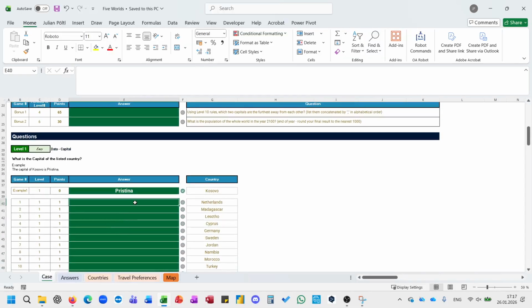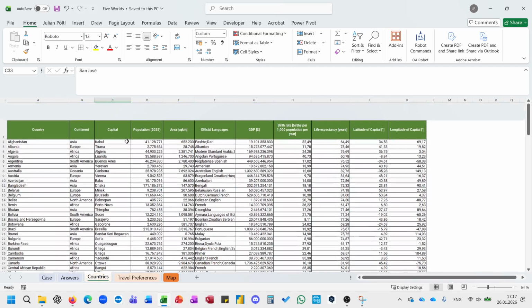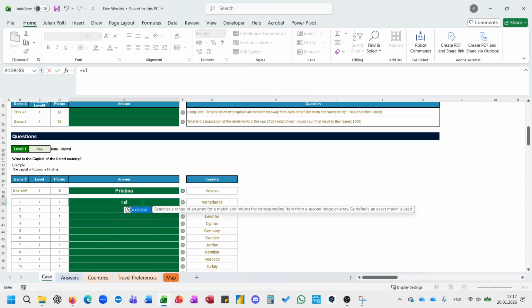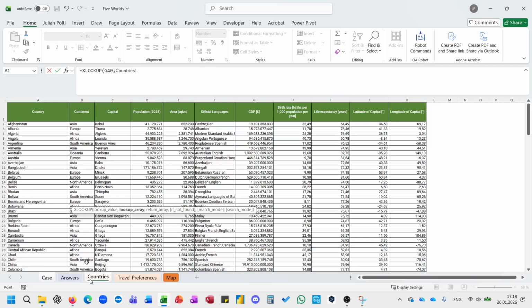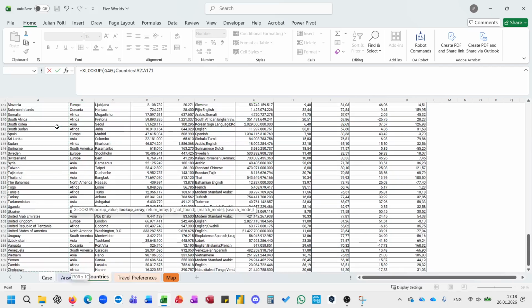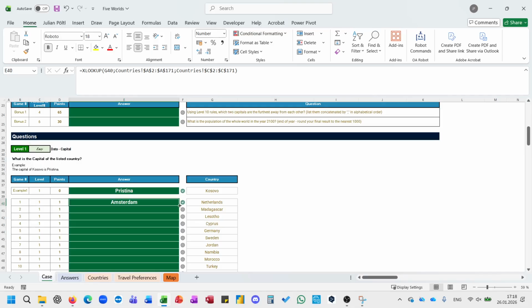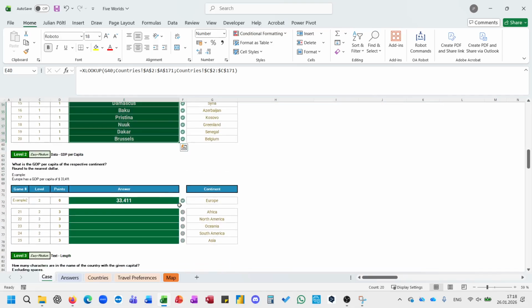So first level, country is given. We want to have the capital, and we have here a table. So here we are using a basic XLOOKUP for the country, returning the capital. And if you write this formula correctly, you can track it down.